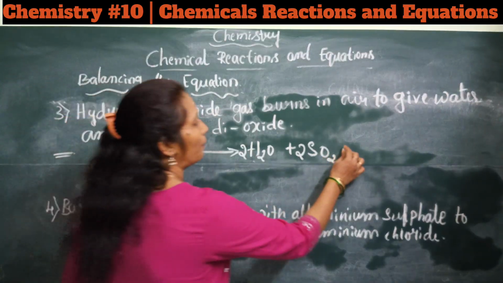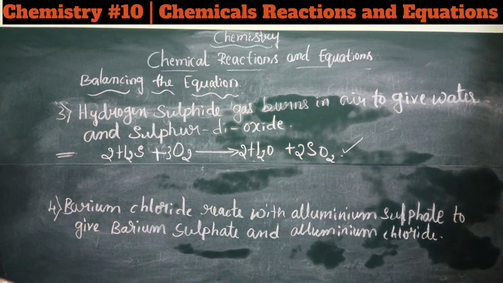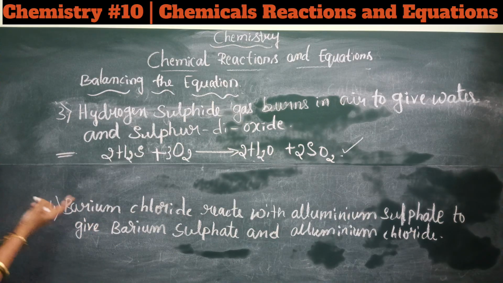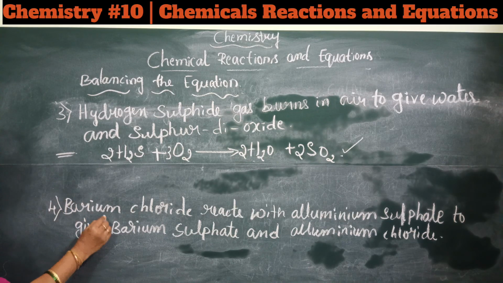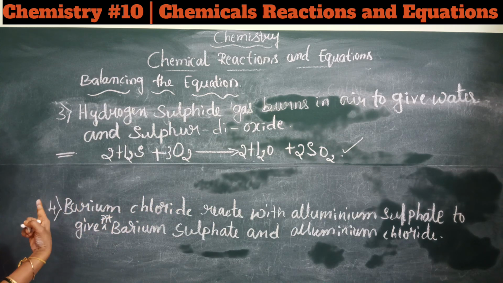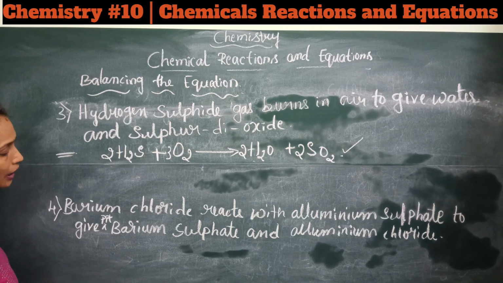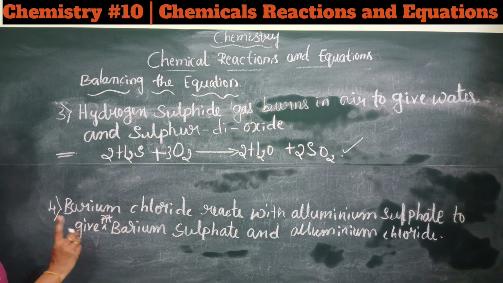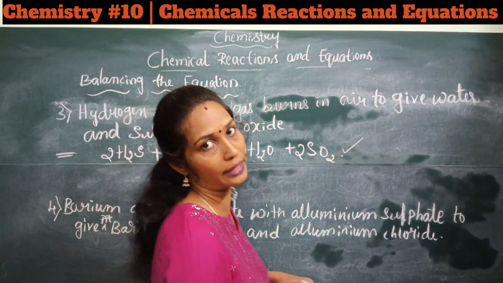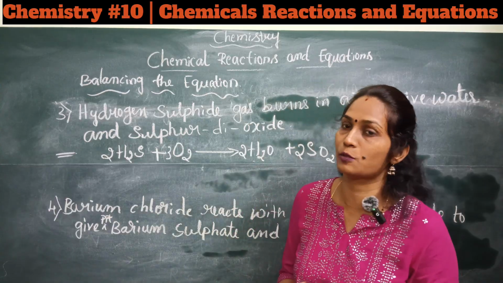It got balanced. Now, this is also a precipitate reaction, guys. So it gives a precipitate of what? The same thing that I explained in the previous. Barium chloride reacts with aluminium sulfate to give a precipitate of barium sulfate and aluminium chloride. Whenever barium chloride reacts with another salt, there is an exchange of ions.